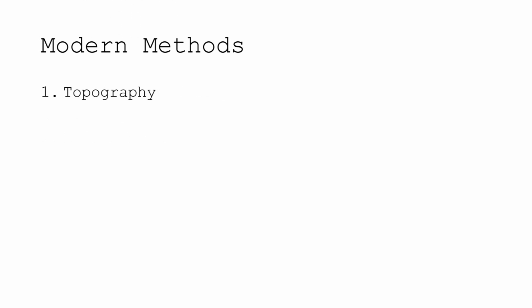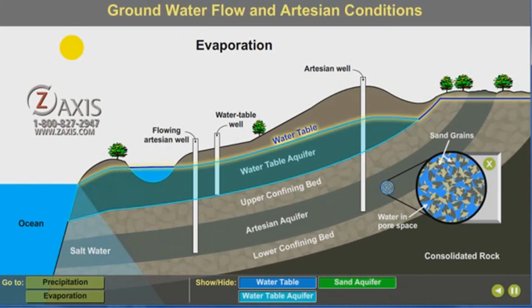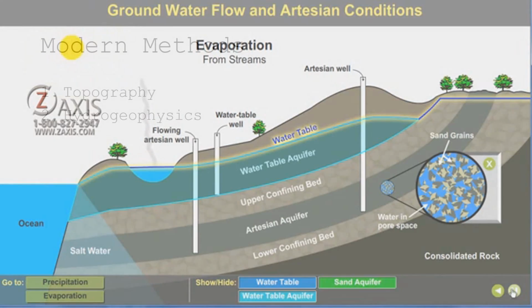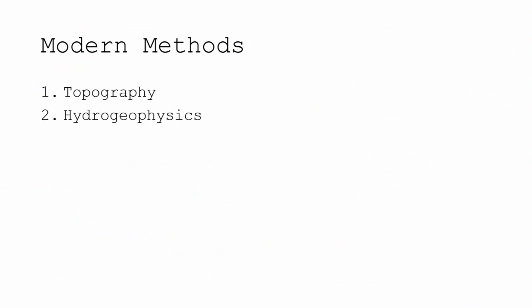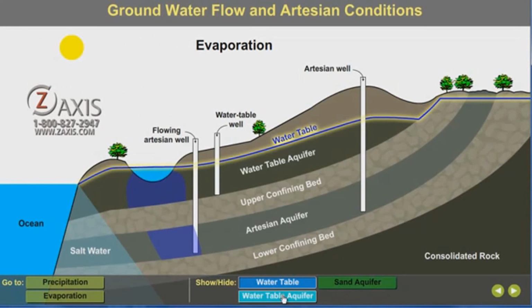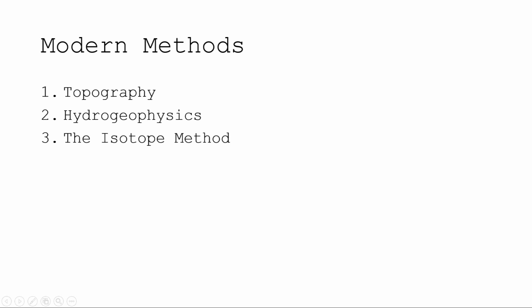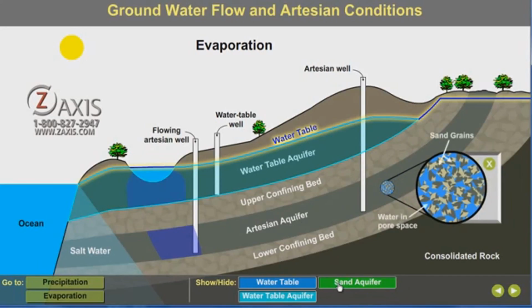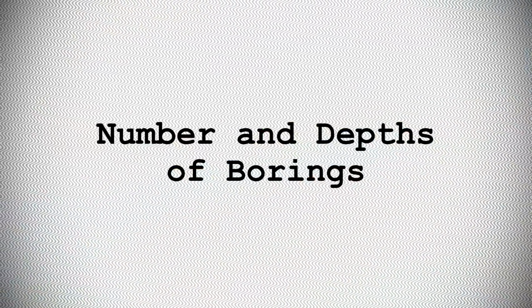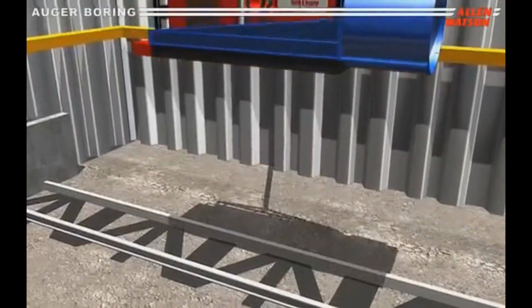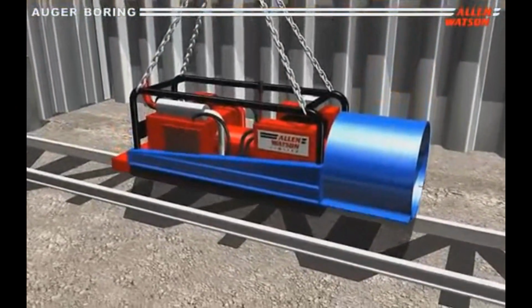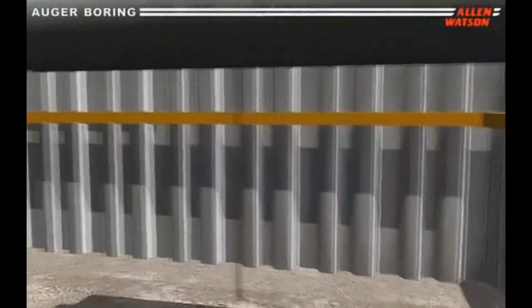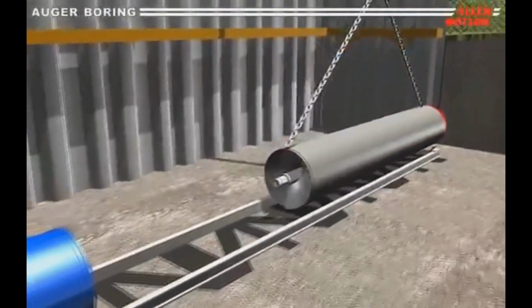Modern methods. Topography. Analyzing maps and local vegetation gives a first indication of the presence of water. Hydrogeophysics. Geophysical methods are now the main methods of investigation and detection of underground aquifers. The isotope method. This method is mainly useful for tracing the water flow and to estimate the age of the groundwater. Number and depths of boring. There are no clear-cut criteria for determining directly the number and depth of borings or probings required on a project in advance of some subsurface exploration.